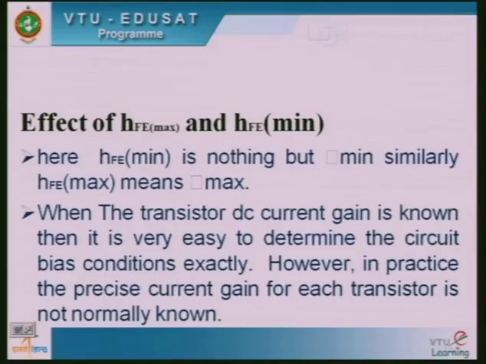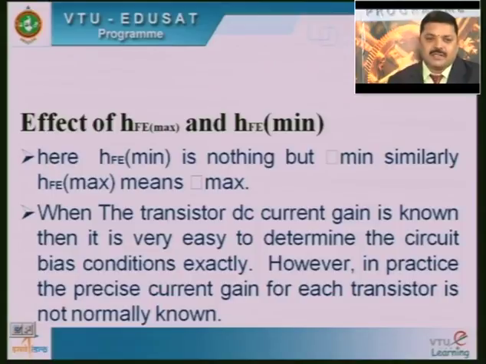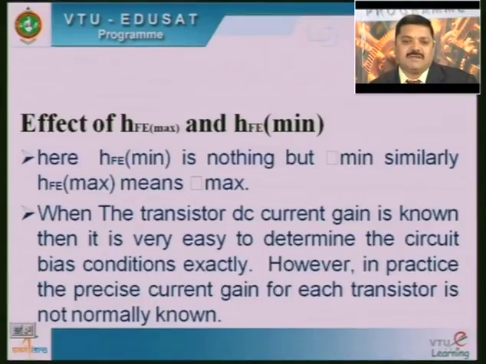So, what is the effect on the operating point in fixed bias or the base bias when we change the HFE values from minimum to maximum? That is the discussion now. When the transistor DC current gain is known, it is very easy to determine the circuit bias conditions exactly. When beta or HFE is known, we can easily find out IC for the fixed bias circuit, then VCE, and then we can fix the operating point at the center of the active region, so that we get faithful amplification.